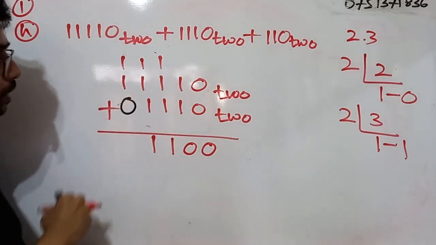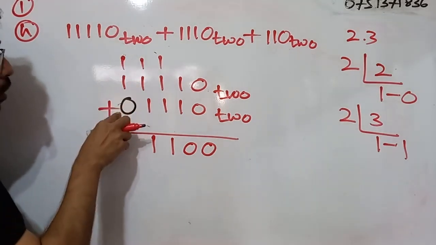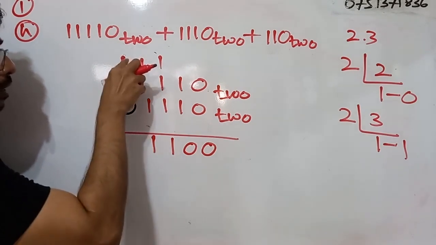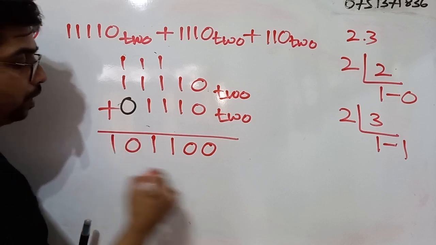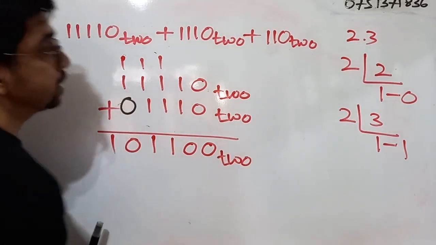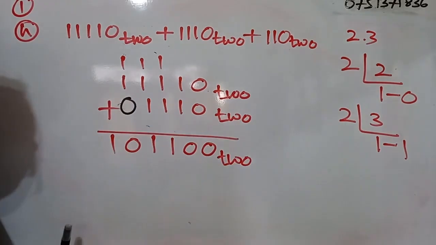So I'll simply put a 0 here. So 1 plus 0 that's a 1. To that we add the 1. So it becomes what? 2. So this becomes 0 and 1. Now this is not the answer. We still have to add this number.